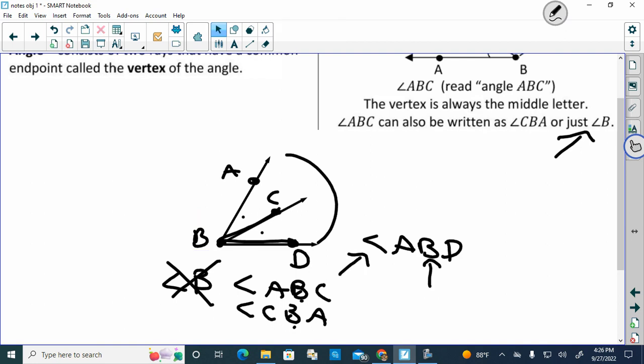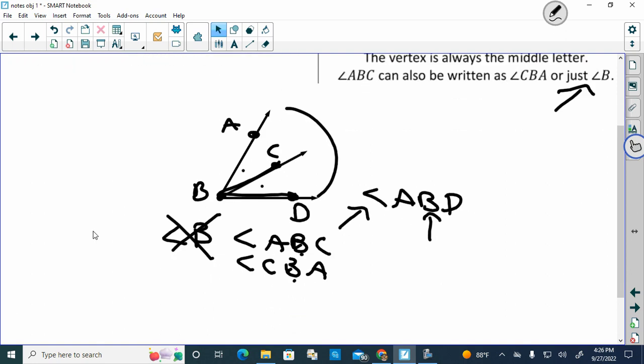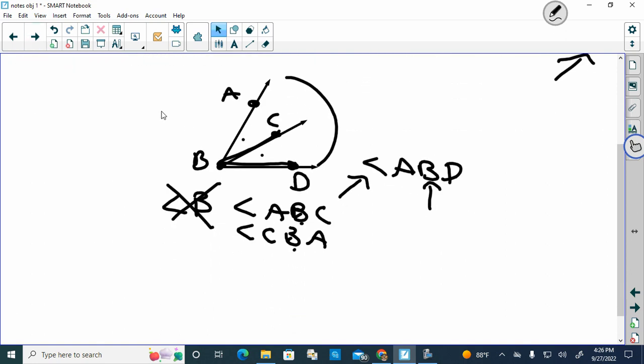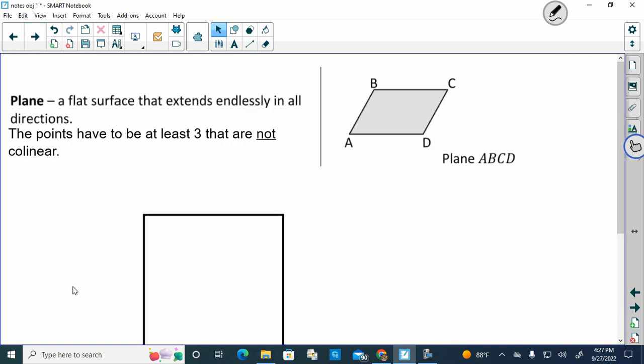If you don't have an angle symbol and you just write the three letters, then that is actually going to be a plane, which we will see coming up here in this next part. So make sure you have this added on there, so that we know that we cannot write it as angle B. Okay, so a plane. A plane is a flat surface that extends endlessly in all directions. So we draw it as a box, but really it just keeps on going.